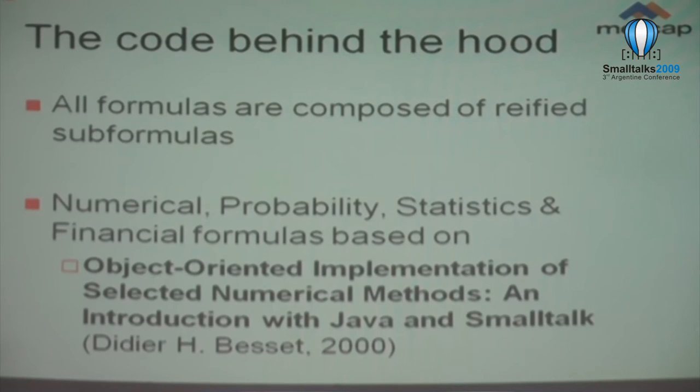And also, as you have seen, we have some histograms and zero finding functions, and a lot of probability is involved, especially a normal distribution and some others. And so we also made use of what Didier Besset did in his book Object Oriented Implementation of Selected Numerical Methods, that's for Java and Smalltalk. So all of that Smalltalk code, it's not the most elegant Smalltalk code, but it's really fast and efficient, and it allowed us to focus on the important financial formulas instead of starting from scratch developing a zero finding function or a covariance calculator.